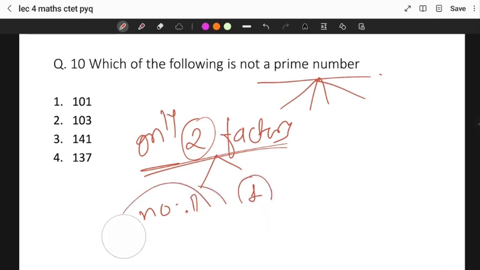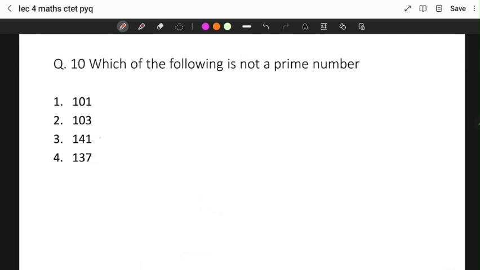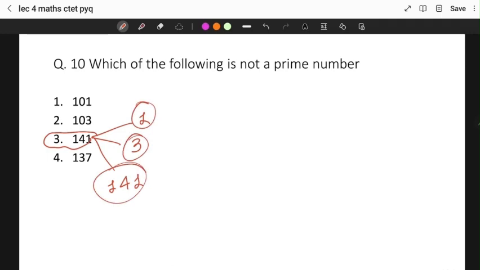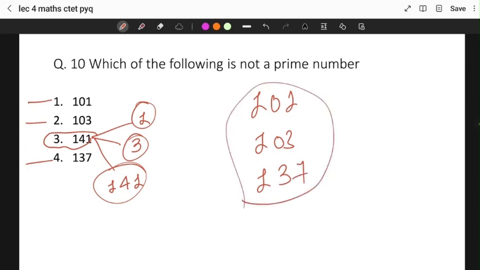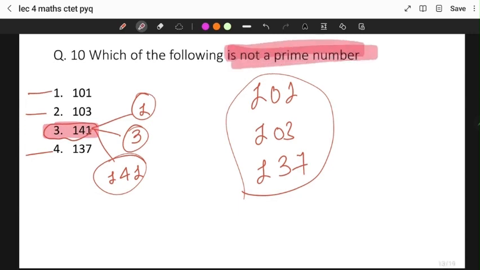In the given options, only 141 is the number which is not a prime number, because 141 comes in the table of 1, it comes in the table of 3, as well as it comes in the table of 141. So there are total 3 factors for 141. Other than that, 101, 103 and 137, these are the numbers which are having only 2 factors. But 141 is having 3 factors. Hence we conclude that 141 is the answer for the given question, which is not a prime number. Got it? Moving on to the next question now.